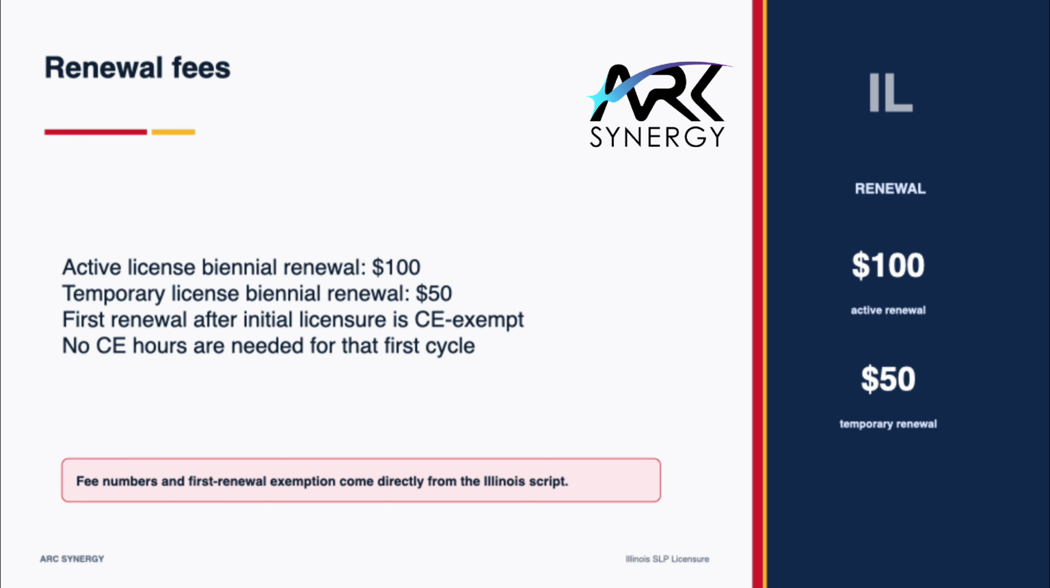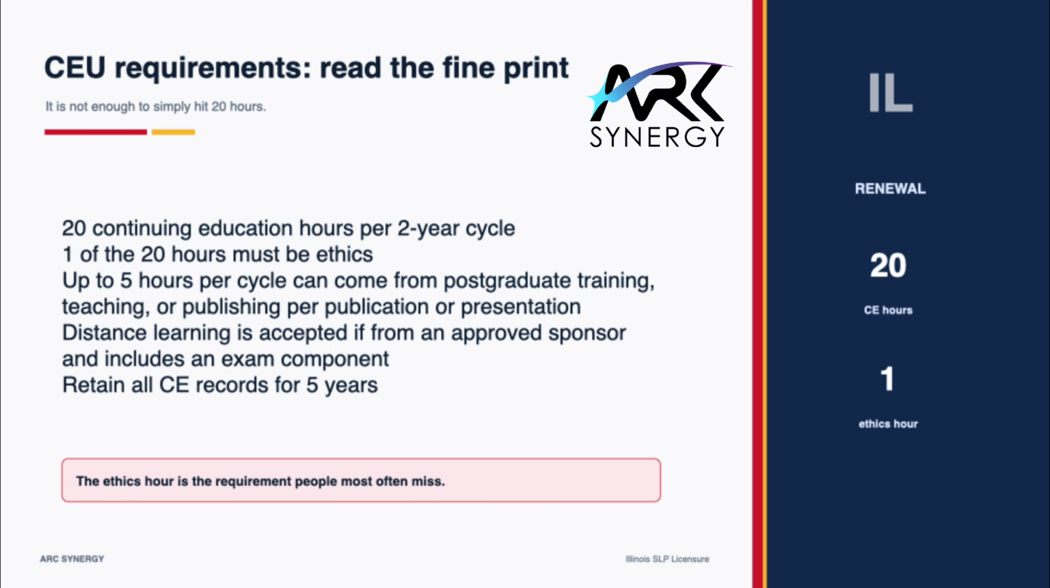Now let's go over the CEU hours requirement. One thing to note before we get into that is that there are no CEUs required if it is your first cycle renewing. Only in your first cycle do you have a CEU exemption. In the following cycle, you will need to keep up with all the CEU requirements. Illinois requires 20 continuing education hours per 2-year cycle.